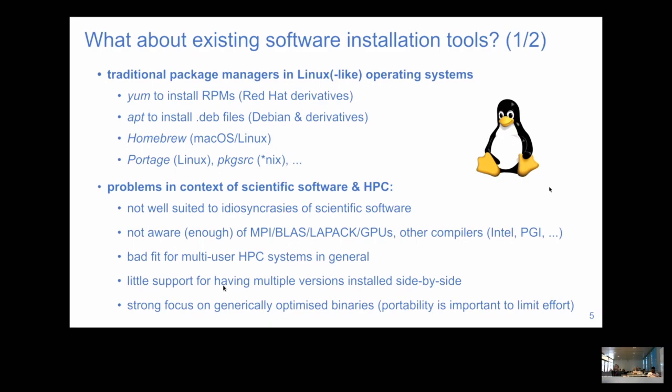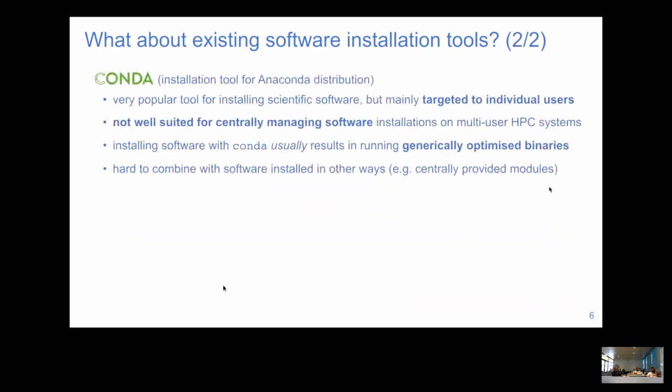And there's also a strong focus on generically optimized binaries, which is not what you want in an HPC context. More recently, there are tools like the Conda installation tool that's part of the Anaconda distribution, which is very popular in scientific communities. There are a couple of issues here. One of the problems is it's mainly targeted towards individual users, so it's not really a good tool to manage software centrally on HPC systems.